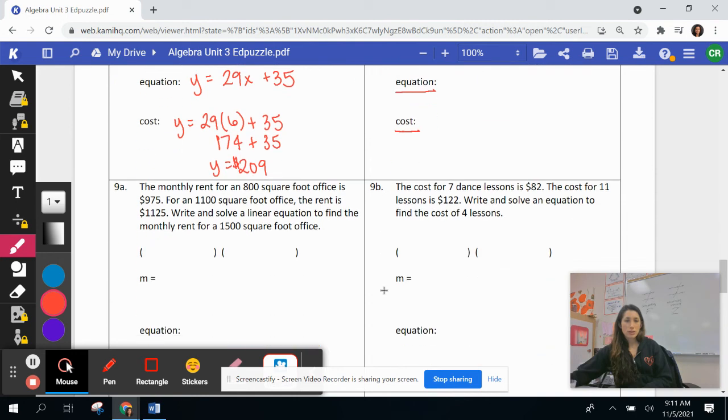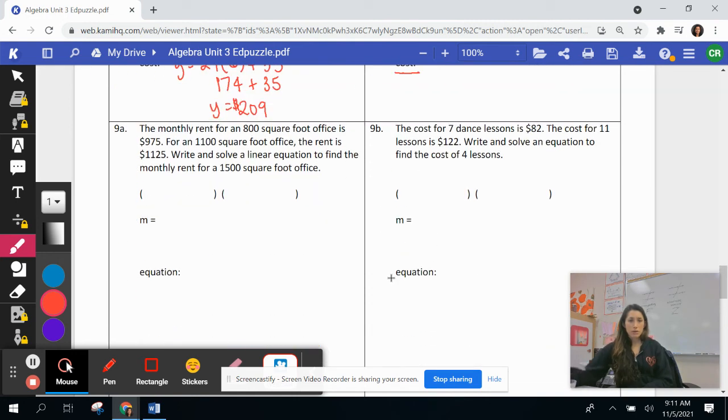Great, and our last question here looks like we've got a point and a point. We need to get the slope from this. So we have a monthly rent for an 800 square foot office is 975. So that's our first case, 800, comma, 975. And then our second scenario is 1100 square feet, and the rent is 1,125. So we're going to write an equation for that.